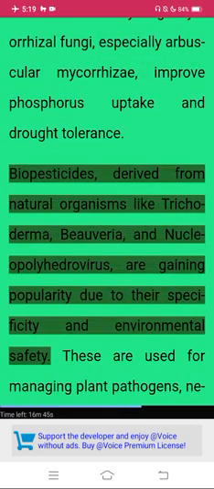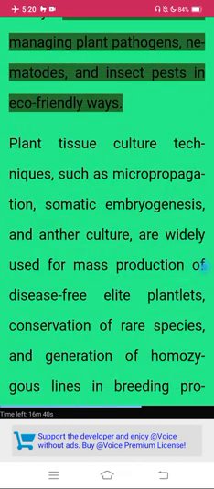Biopesticides, derived from natural organisms like Trichoderma, Beauveria, and nuclear polyhedrosis virus, are gaining popularity due to their specificity and environmental safety. These are used for managing plant pathogens, nematodes, and insect pests in eco-friendly ways.